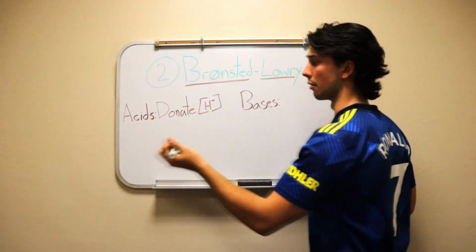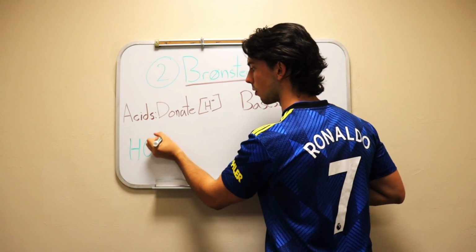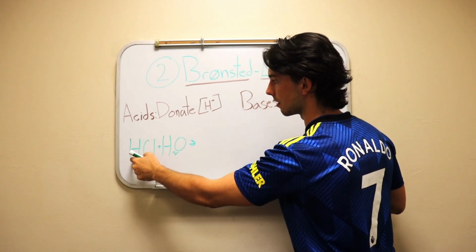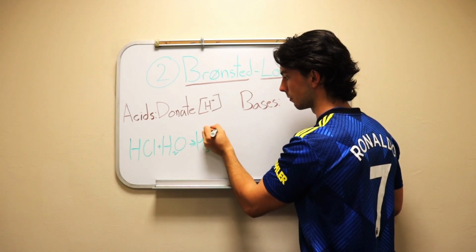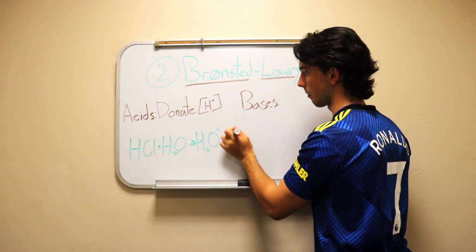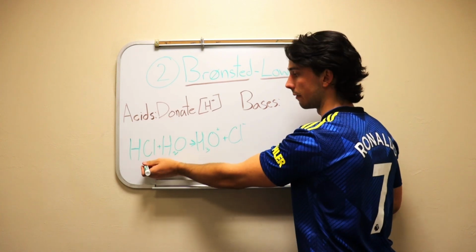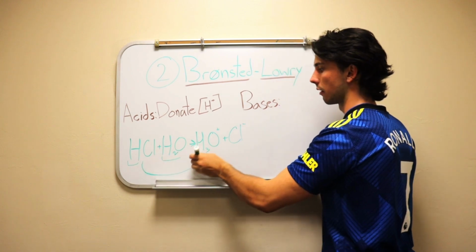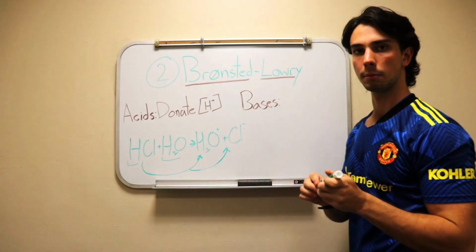So if we take, for example, hydrogen chloride, and we put it into water, that hydrogen chloride is going to give one of its hydrogens to our water to create hydronium, and it's also going to be left with just that Cl. So this Brønsted-Lowry acid, hydrogen chloride, gives one of its hydrogens to water, creating hydronium, and all that we're left with is chloride.